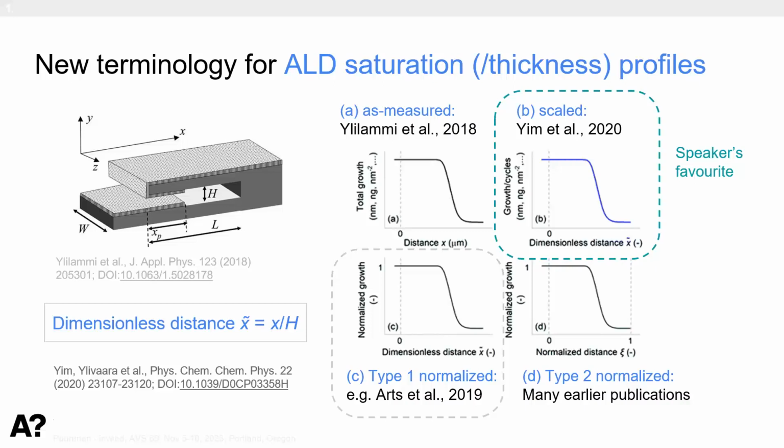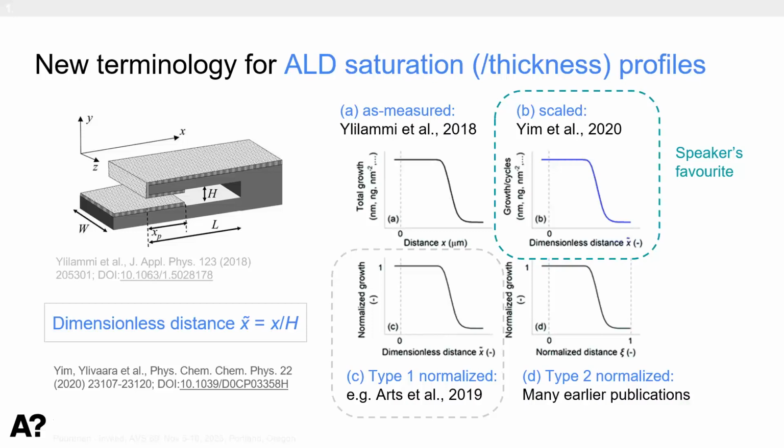Then there are 2 ways to normalize this further, and I'll discuss the case D here on the bottom right first. Type 2 normalized. So here, compared to the scaled thickness profile, the total growth has been normalized so that you always have 1 at the entrance to the structure, and also the distance has been normalized so that at the end of the structure you are at 1. And this is how many of the older modeling works present the results.